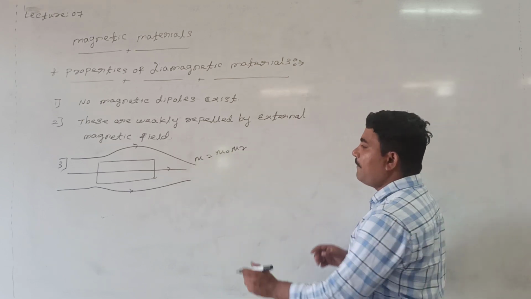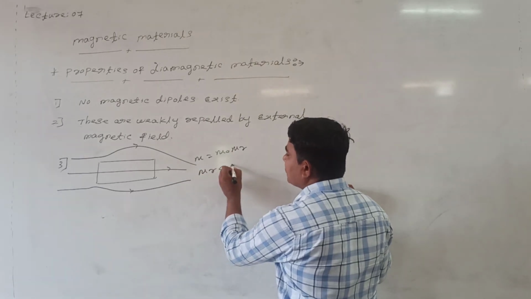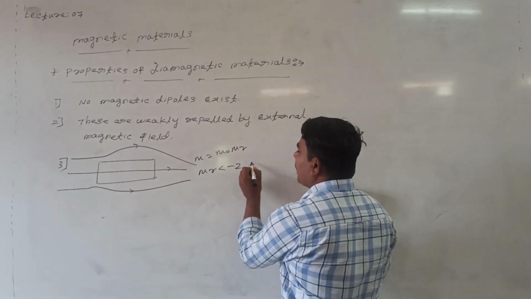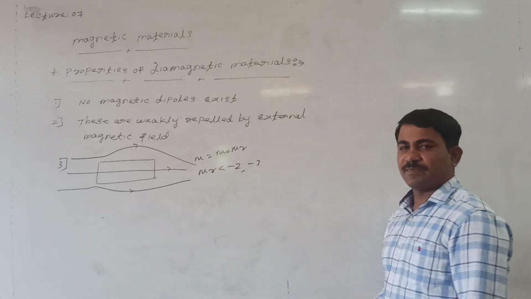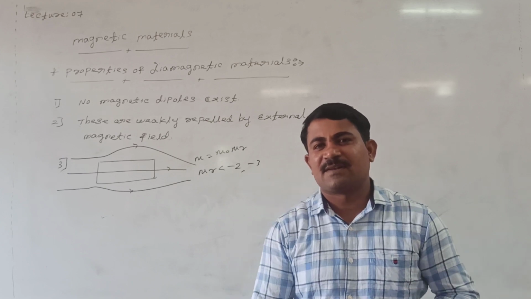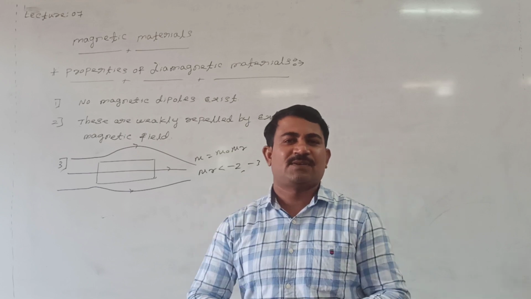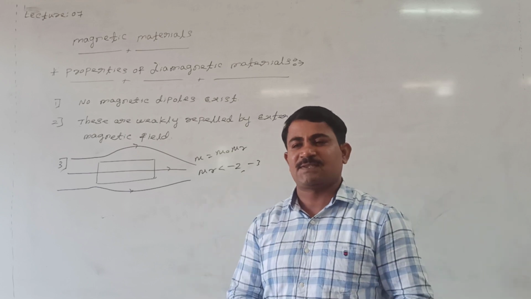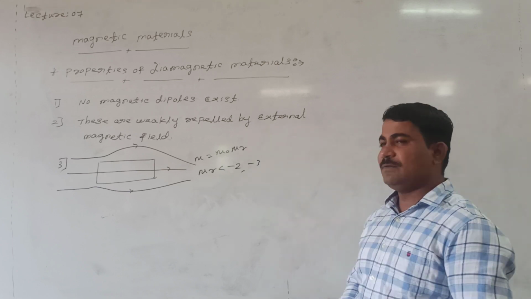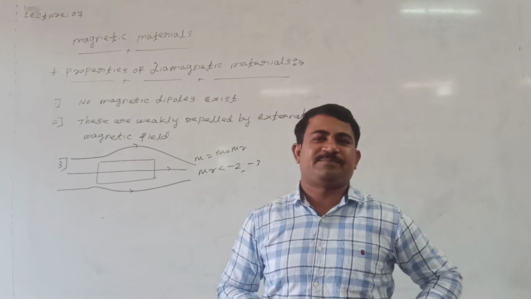I mean, the magnetic permeability or relative permeability is always less than 1. Less than 1 can mean you take minus 2, minus 3 like this, since no magnetic lines of force pass. Mu r is always greater than what value? Greater than 0 and less than 1.